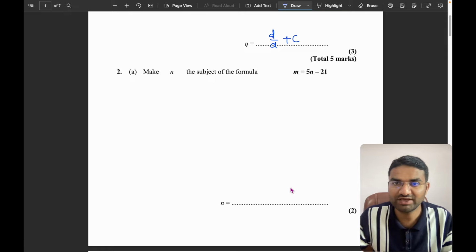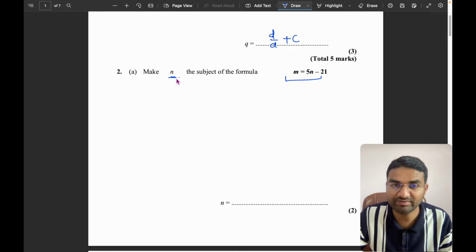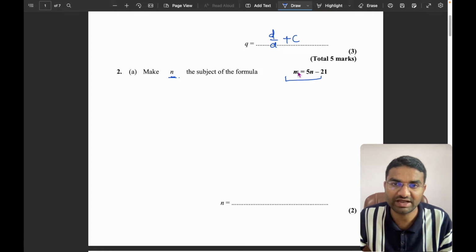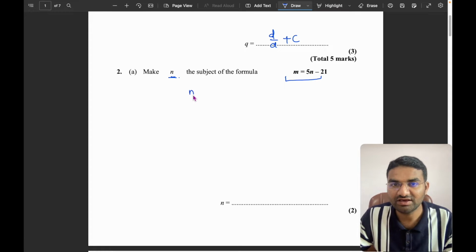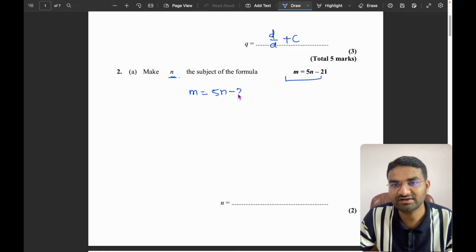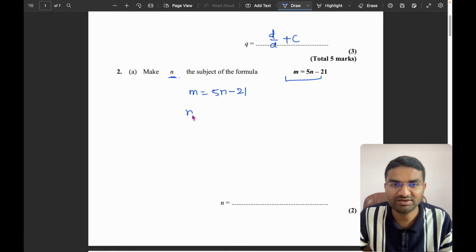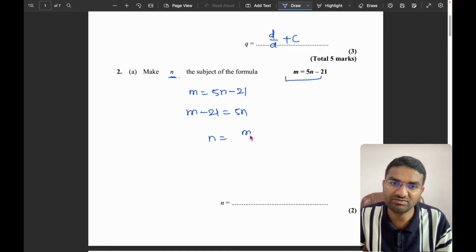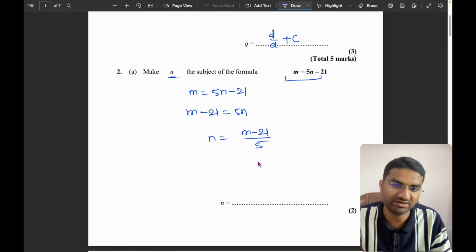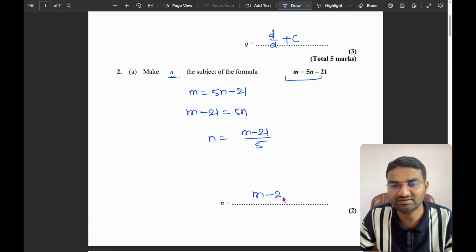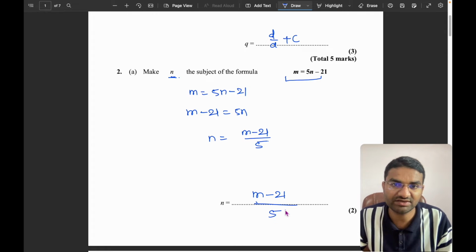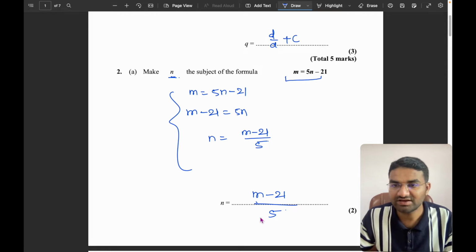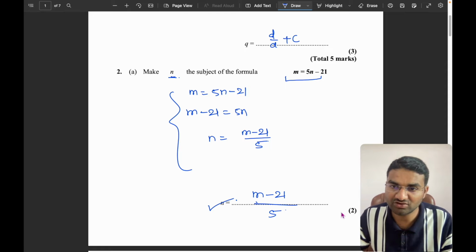Then next, here we have to make N the subject of the formula. So transfer this 21 to the left. It will be M is equal to 5N minus 21. 21 transfers to the left, M minus 21 is equal to 5N. N, you will get M minus 21 over 5. That's it. Getting it right? So 3 steps here, and for the right answer you will get 2 marks.